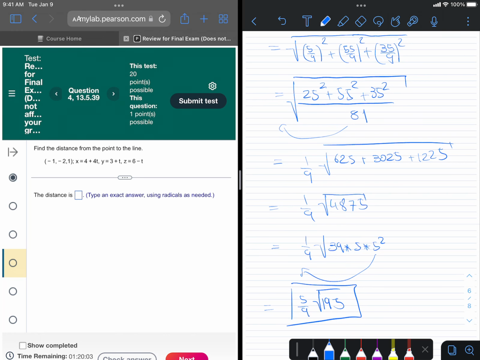But again, you're free to use the formula that gives the distance between a point and a line, if that's what you want to do.